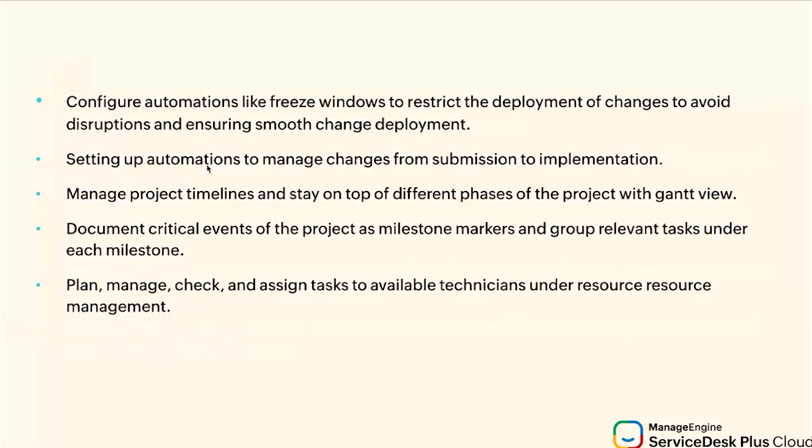In parallel, they also used automations like freeze window to block the changes during business critical periods and set up change specific automations to manage each step from submission to closure. And finally, when the scope of a change expanded, they handled it through project management using Gantt charts, milestone tracking, and resource planning to ensure smooth execution without any disruptions. With all this in place, Zilker was able to reduce risk, maintain control, and deliver changes with confidence.